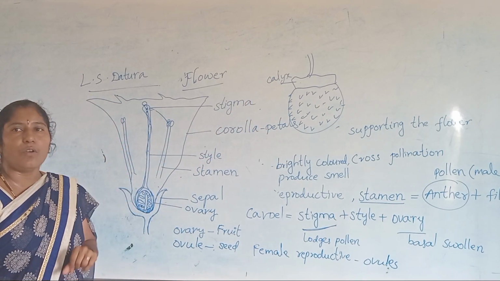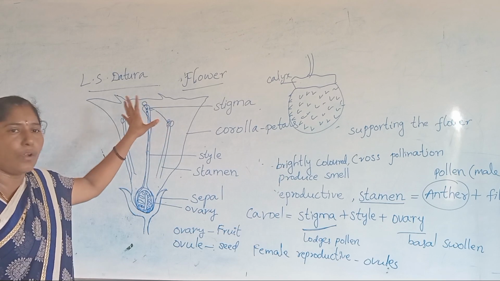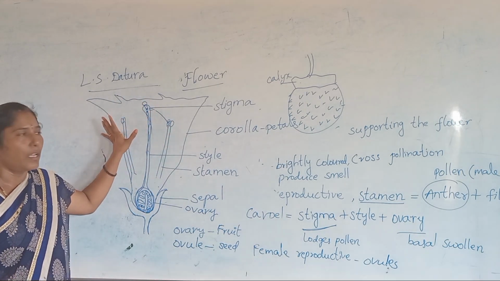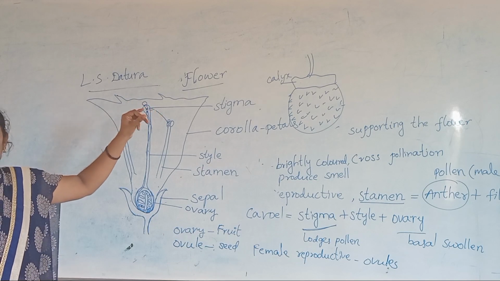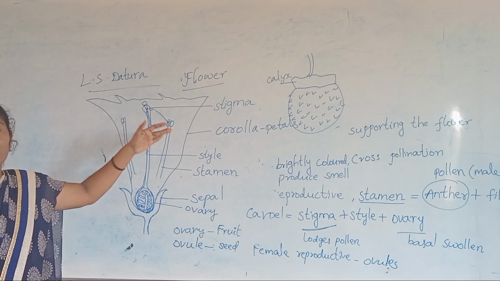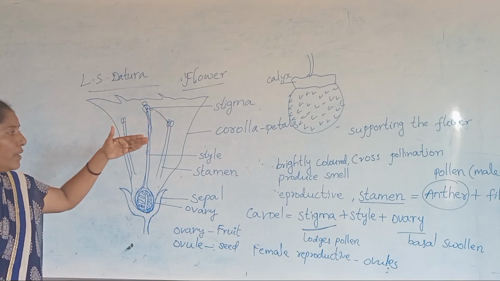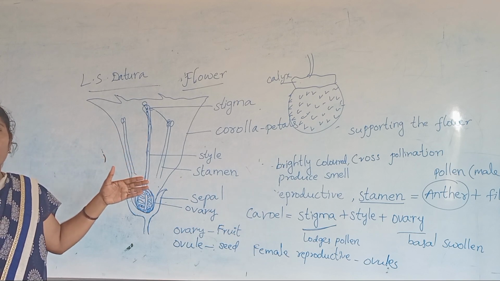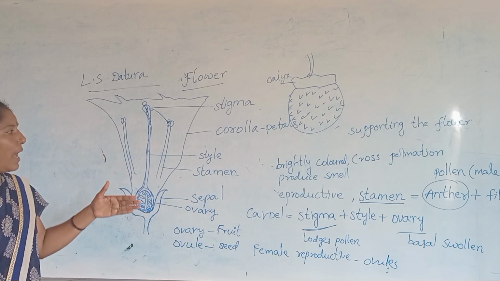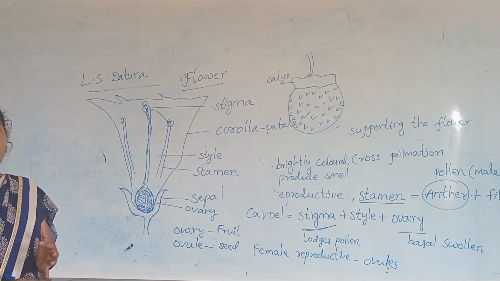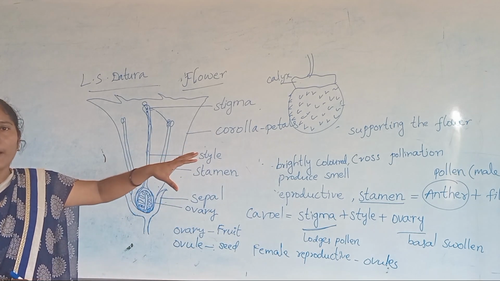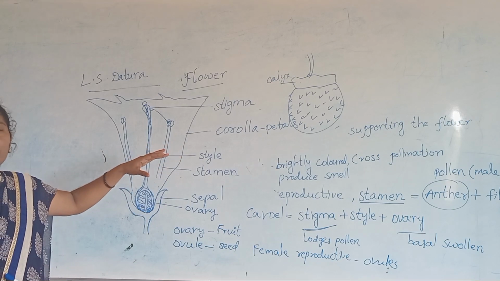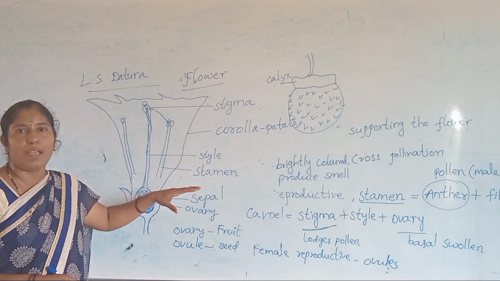The flower consists of how many whorls? 4 whorls. In the first whorl, calyx; in the second whorl, corolla; the third whorl, androecium; and the fourth whorl is gynoecium. Androecium and gynoecium are the reproductive parts. Androecium is the male reproductive part of a flower, and gynoecium is the female reproductive part of a flower.